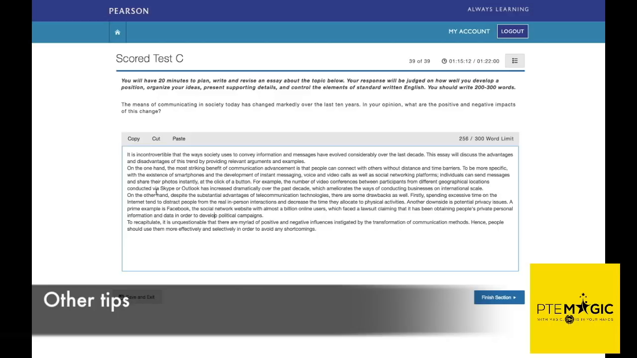consisting of introduction, body one, body two, and conclusion, have thesis statement, have examples, arguments, you have compound sentences, you use the correct grammar, spelling, and I assure you, you will get 79 for writing. But don't forget that your writing score also comes from reading fill in the blank, as well as listening fill in the blank, and write from dictation. So it doesn't mean that you don't have to care about the writing part, right?